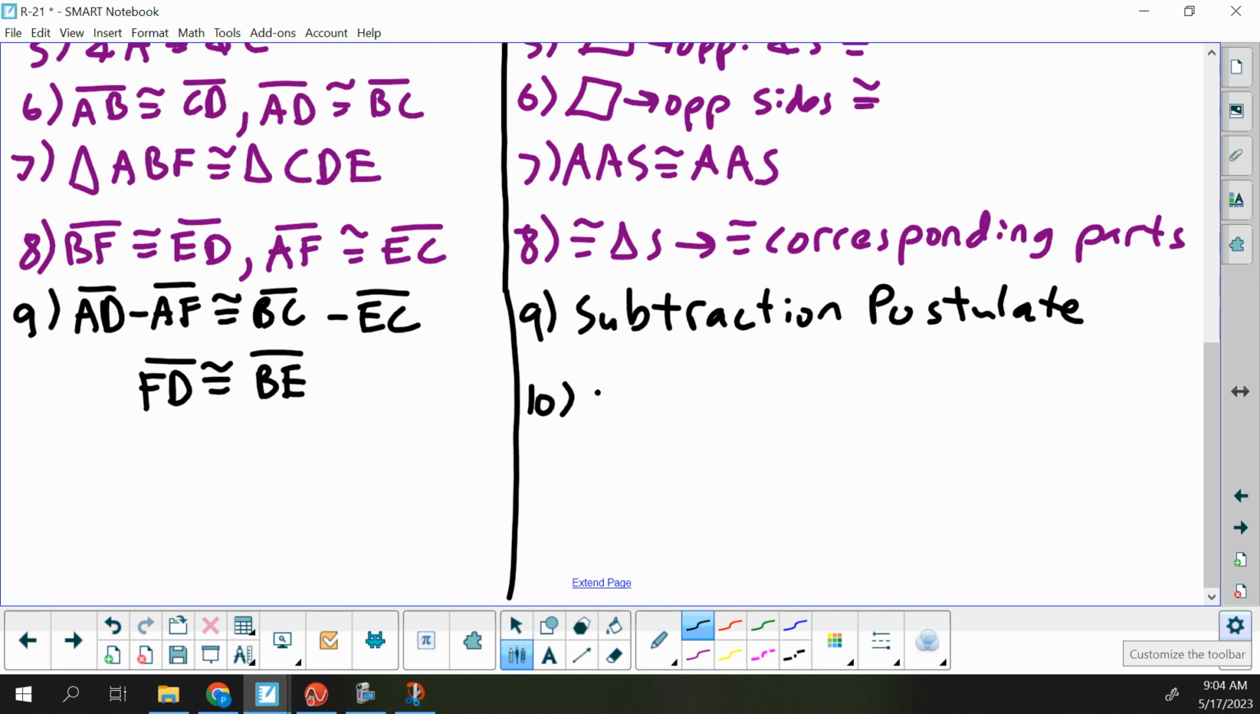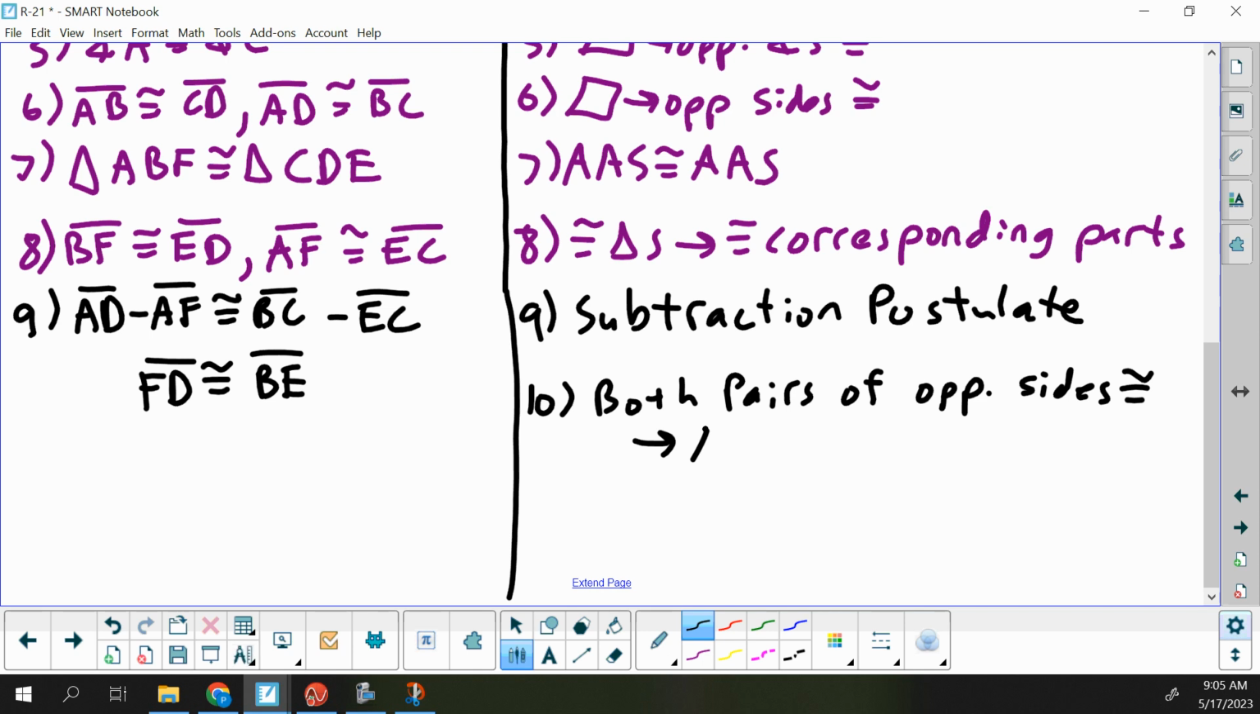So we can say both pairs of opposite sides congruent implies parallelogram. And we can say that BEDF is a parallelogram.